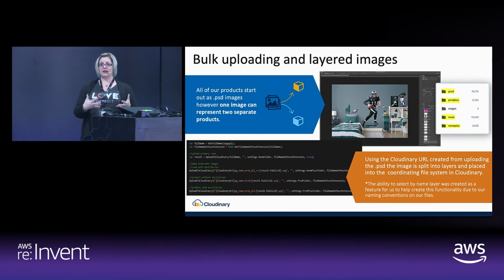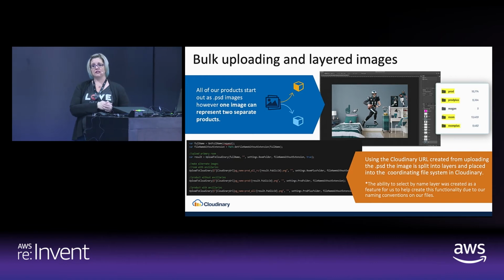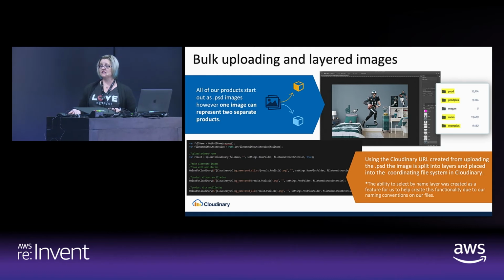And so they helped us create a process in which we upload a single PSD, and then we are able to separate out the layers of that PSD by name and separate those into folders on the Cloudinary site that we can then give IDs to and pull into our product management system and then place on our website. So essentially, one PSD can be up to 4 product images and 2 separate products. Again, this saves us a lot of time and efficiencies.